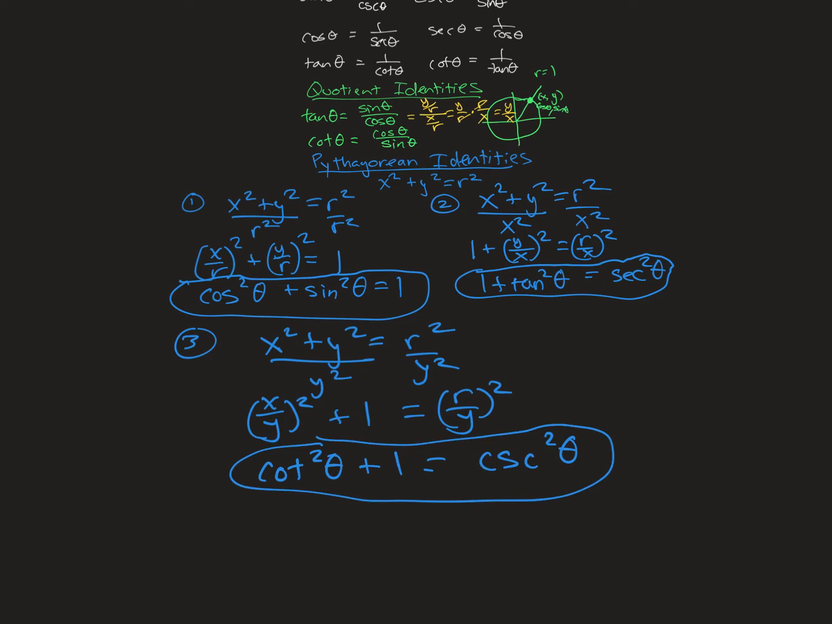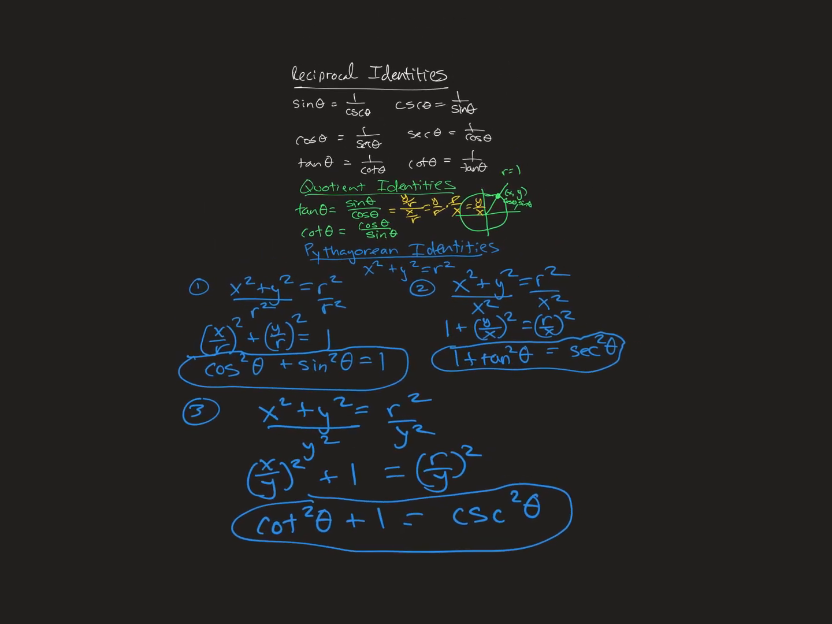And sometimes we're going to find, especially as we continue to add different identities, that we can use these identities to make something simpler. And in some cases, we'll be using these identities to solve trig equations. Okay, so let's do an example using these identities.